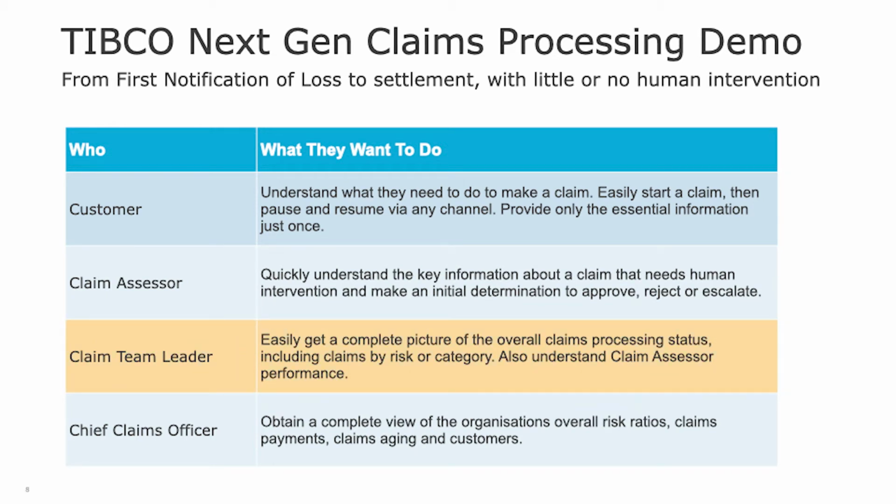The first will be the claim team leader, who needs to get a complete picture of the overall claim processing status for the team, for example, looking at claims by risk or category. And then she also needs to understand the claim assessor performance. At the same time, I'm also going to switch across to the chief claim officer experience, which is more strategic. This person needs to obtain a complete view of the organization's overall risk ratios, the claim payments, claim aging, and so on.